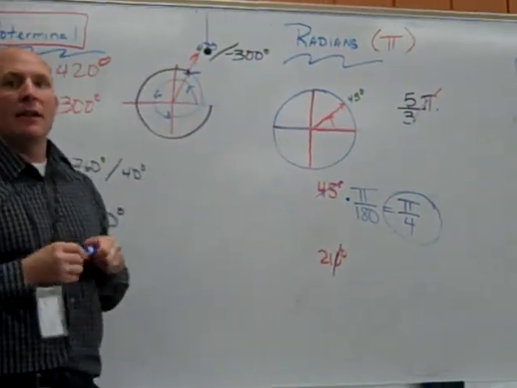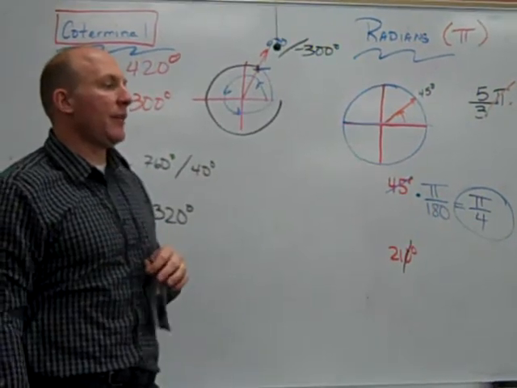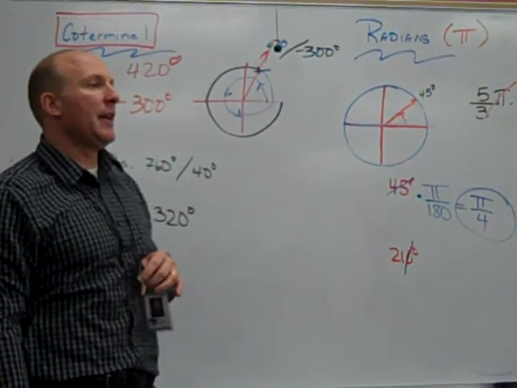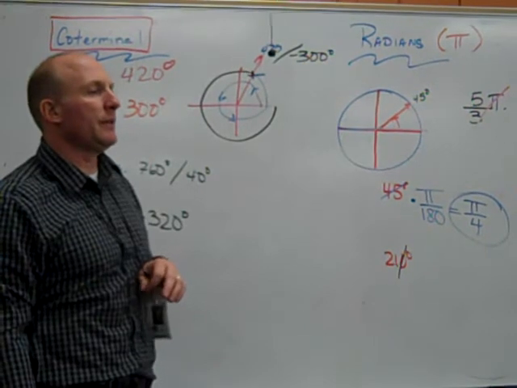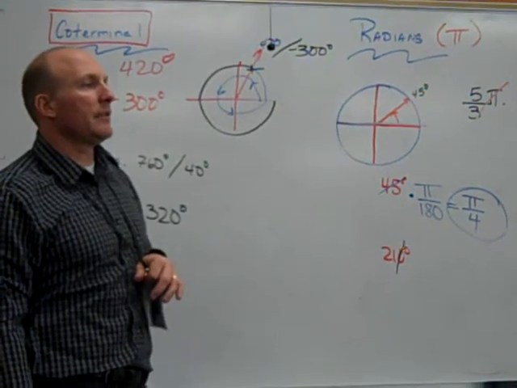So, if you're going to say, hey, I'd like to cut that angle at 45 degrees, you can be a smart mouth and say, I'd like to cut that as pi over 4, please. Because it's funny.